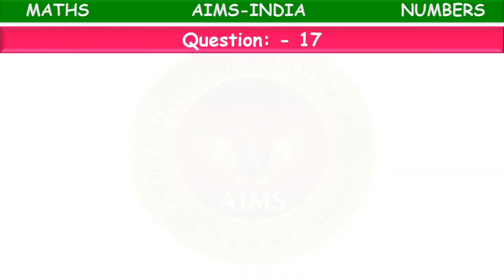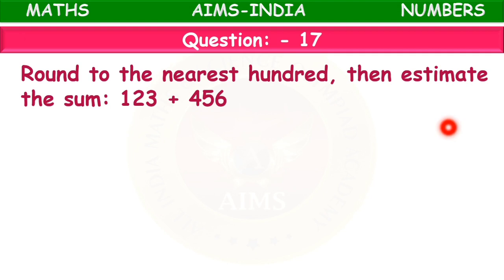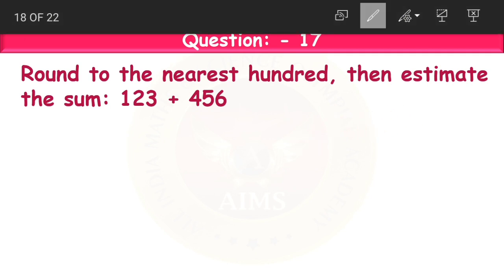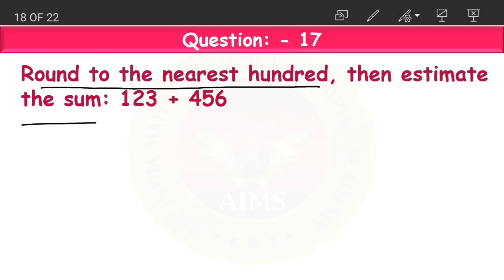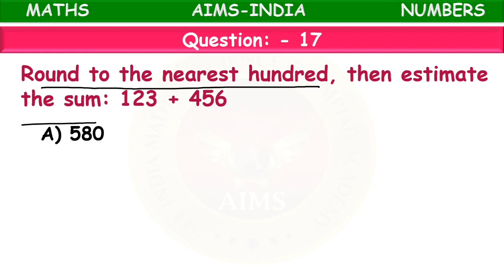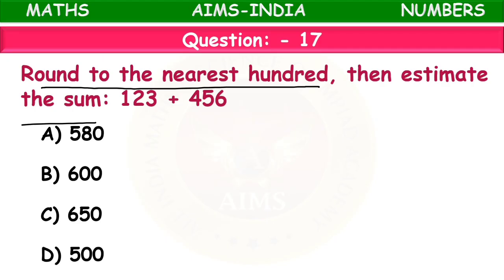Moving on to question number 17. Round to the nearest 100, then estimate the sum. See, he has clearly mentioned first round the numbers to their nearest hundreds and then estimate the sum of 123 plus 456. Option A 580, B 600, C 650 and option D 500.